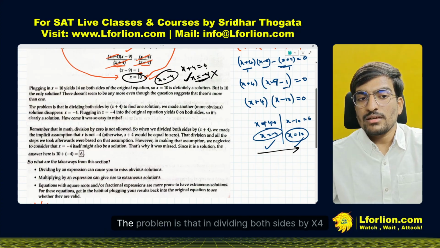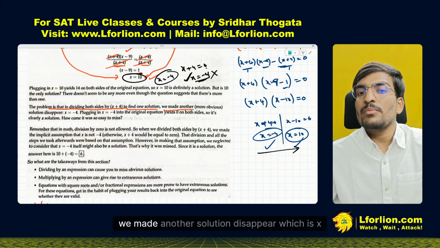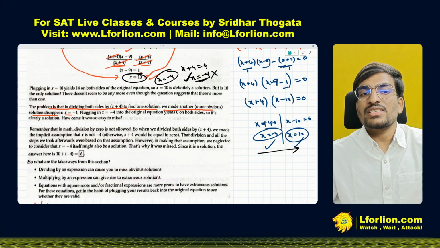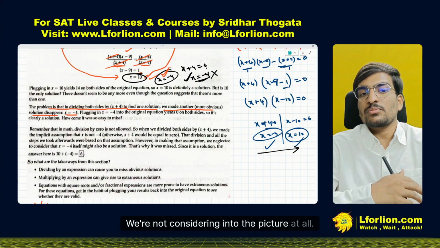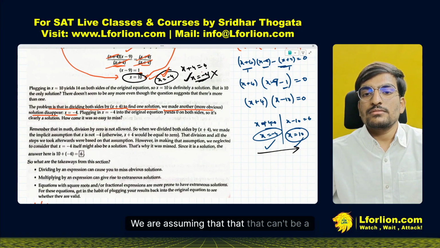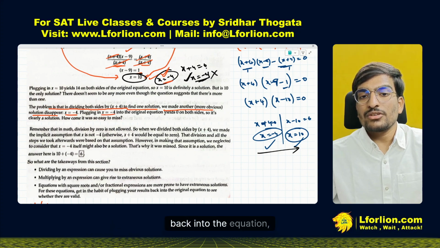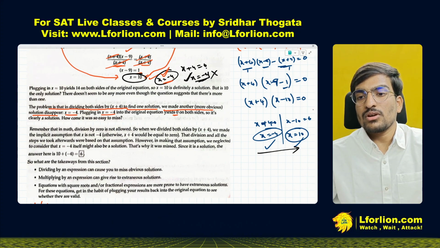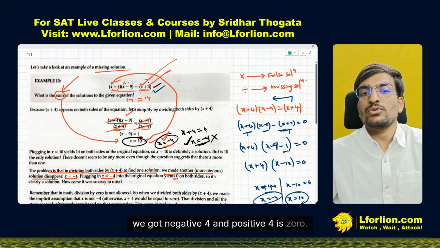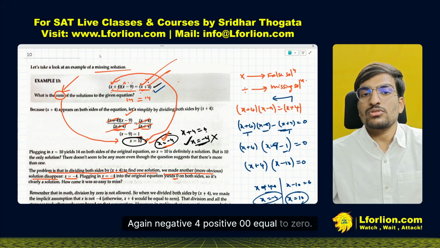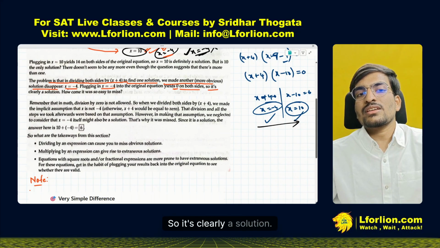The problem is that in dividing both sides by x plus 4 to find the solution, we made another solution disappear, which is x equal to negative 4. We're not considering it at all. We are assuming that can't be a solution. But when we plug x equal to negative 4 back into the equation, it yields 0. Negative 4 plus 4 is 0, so 0 equals 0 on both sides, LHS and RHS.